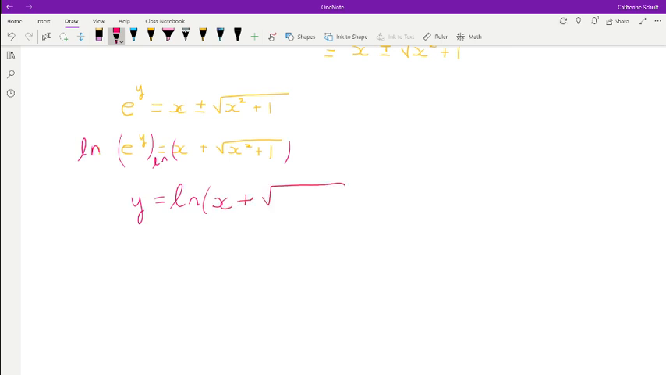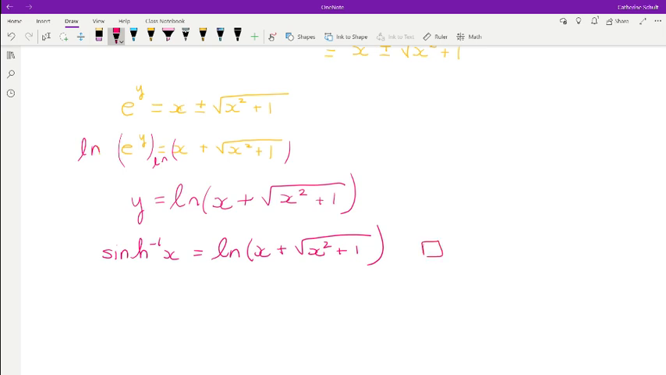All right, and then we have what we want, because again, remember, y is the inverse hyperbolic sine of x, and this is what we are trying to show. Okay, so there you go. It's intense, right? But we're learning all about our hyperbolic sines.